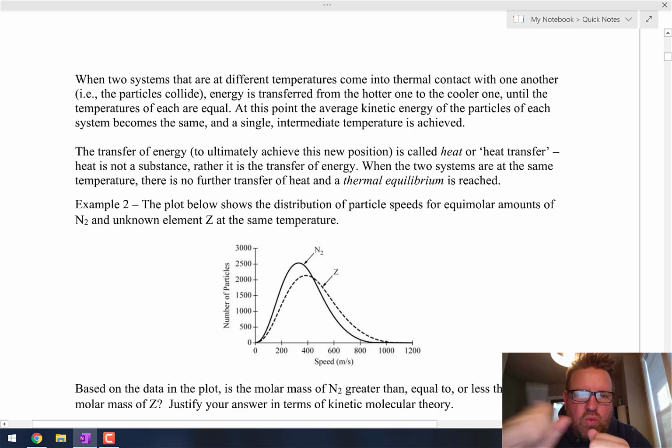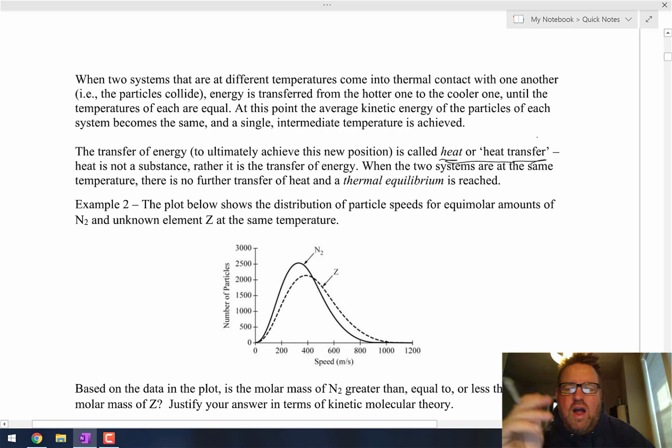Now, when two systems that are at different temperatures come into thermal contact, so one's hot, one's cold, the energy transfers from the hot thing to the cold thing until those temperatures are the same. And once those temperatures are the same, we know that that is directly related to the kinetic energy, and so their kinetic energies are also the same.